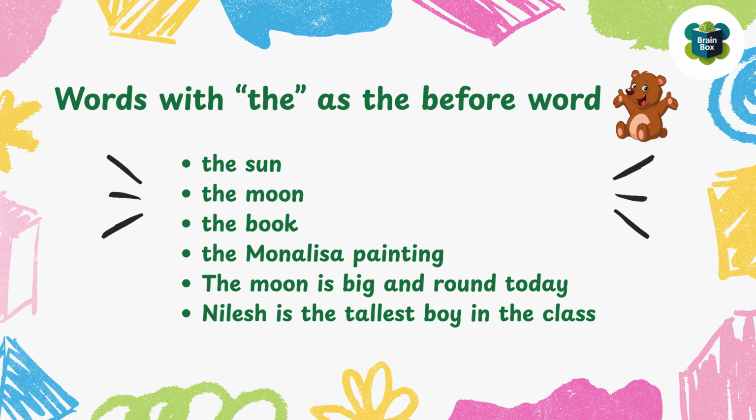Now we are reading about where to use the. So if you already know about that thing, then you have to use the. Like, do you know where the sun is? Yes, you know. So it will be the sun. Do you know when the moon comes? Yes, it comes at night. So we will say the moon. Do you know the book which you see lying on the table? If you know, then it will be the book. And a very good example is like Nilesh is the tallest boy in the class.